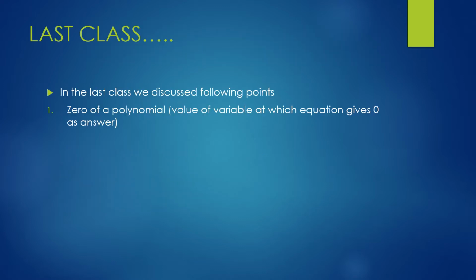In the last class, we discussed the topic zero of a polynomial. What was it? Try to recall. Yes, it was a value of the variable at which the equation gives zero as the answer. I told you in that class also, don't confuse zero polynomial with zero of a polynomial. Zero polynomial is simply the number 0, but zero of a polynomial can be any number which, if placed in place of the variable, gives the answer 0.